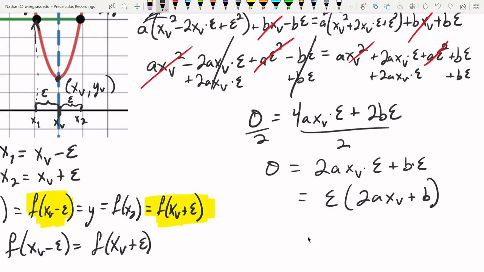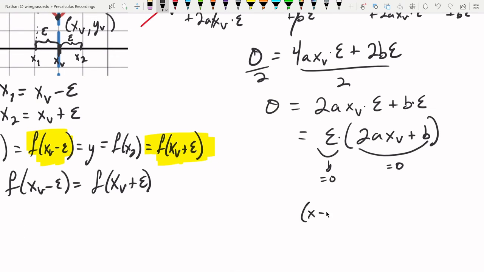Now, for this thing to equal 0, either epsilon has to equal 0, or this has to equal 0. It's the same way when you're solving a quadratic equation. For instance, (x minus 2)(x plus 3) equals 0. This must equal 0, or this must equal 0. And so you'd say x equals 2 or x equals negative 3. Well, the same thing is true here.